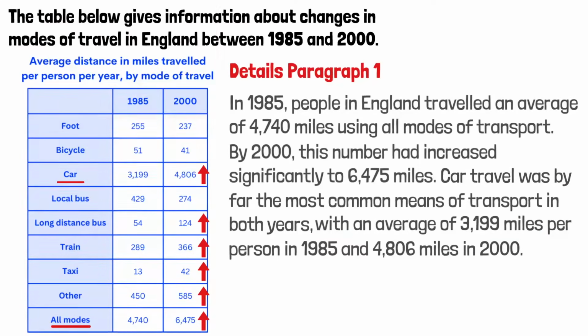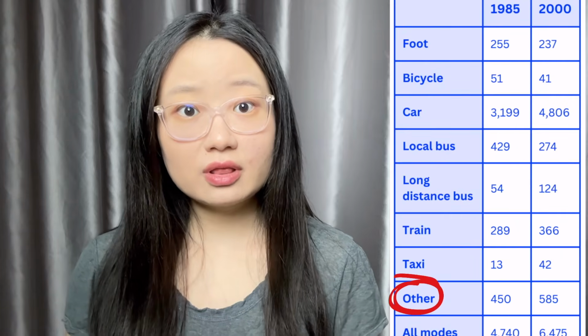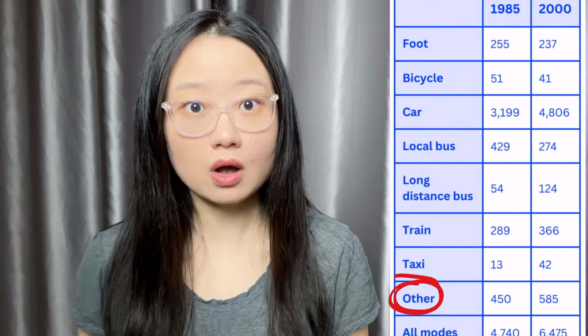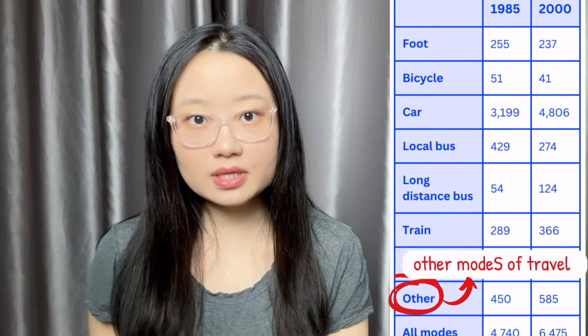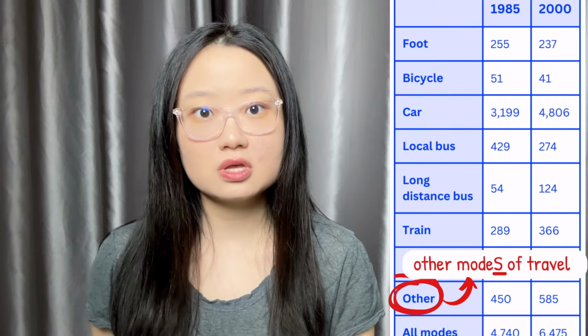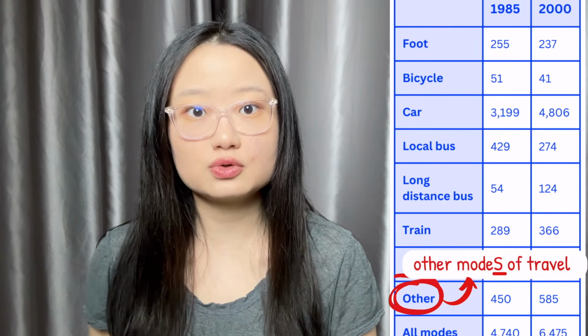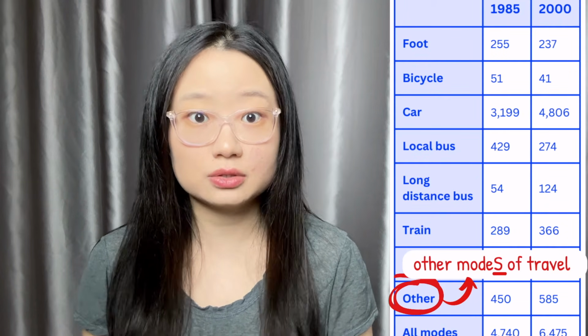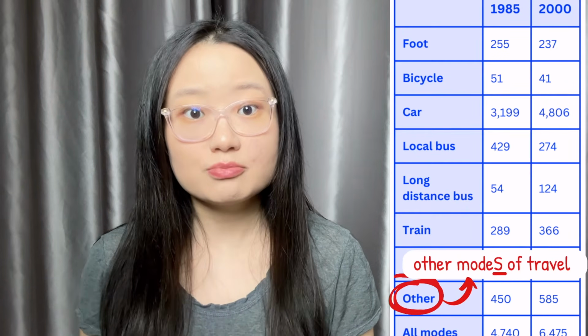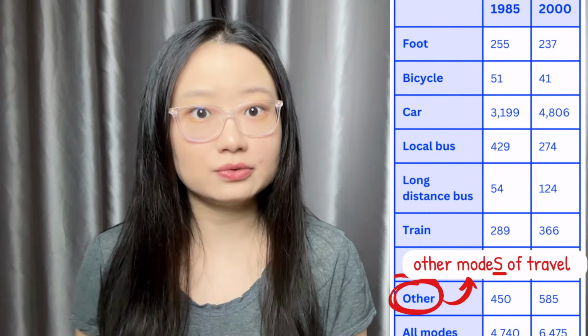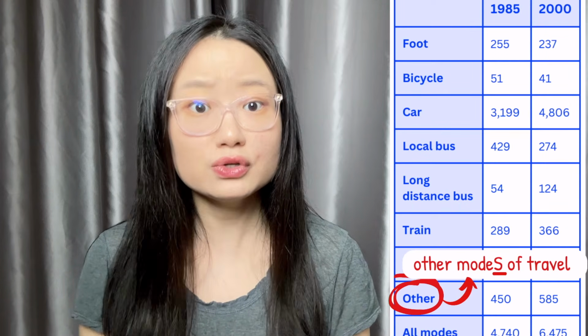The next biggest category is other. However, this category isn't important at all. Other is not a single mode of transport. It means other modes of transport. There are probably many forms of transport included in this category. Each mode of transport included in this category probably covers fewer miles than any specific mode mentioned.